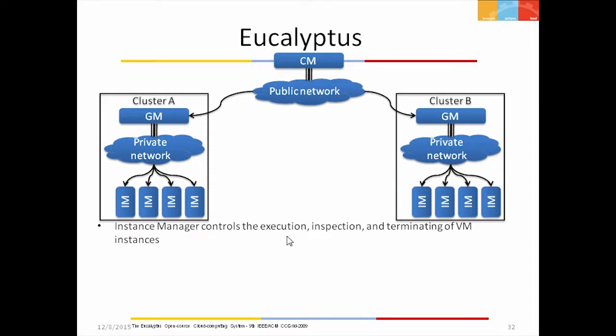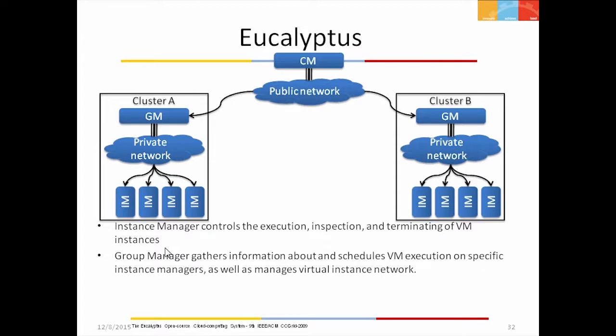The instance manager essentially controls the execution, inspection, as well as termination of different VM instances. The group manager gathers information from individual IMs, as well as being responsible for scheduling VM execution on a specific instance manager. So it basically manages a cluster. GM is essentially a manager for a cluster.